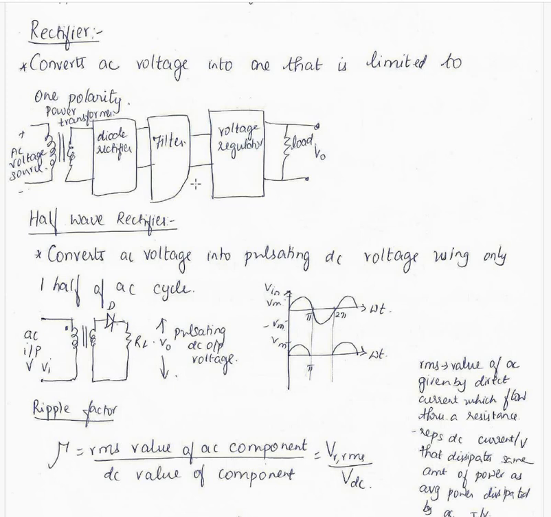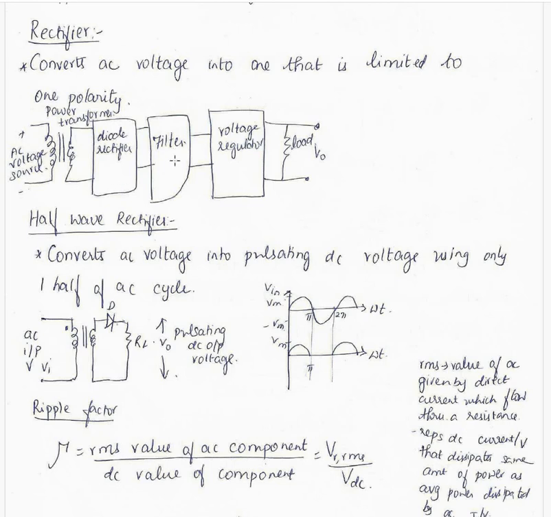Today's topic is converting AC to DC and the half wave rectifier. To convert AC voltage into DC voltage, we have the AC voltage source and a transformer. From that we give it to a diode rectifier. It may be either a half wave, full wave or bridge rectifier, and then to a filter.